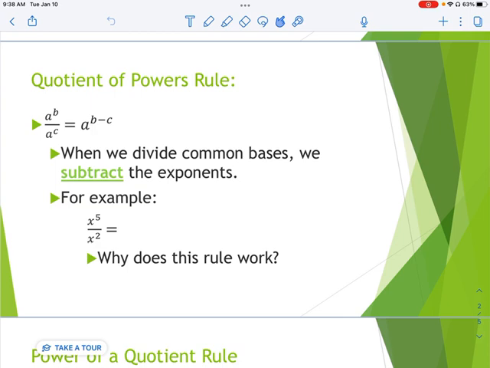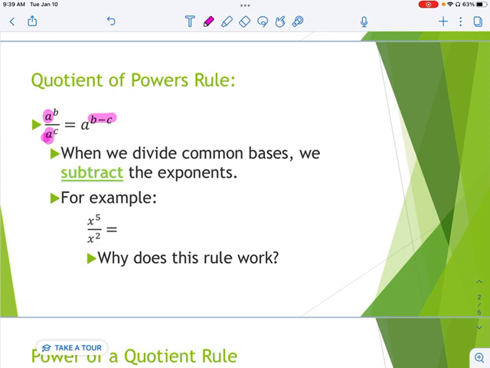So if I have a common base, if you notice here, I have a base of A and I have a base of A. So my bases are the same, and I go to divide those. What we do with the exponents is we subtract them. So when we divide common bases, we subtract the exponents. So let's give this a shot.